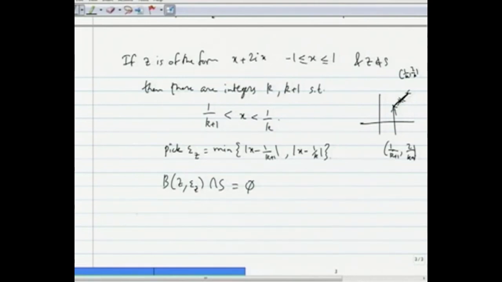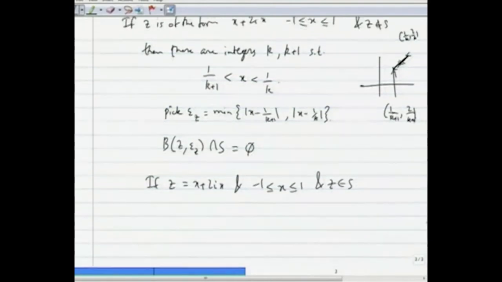Now, in the case that z is equal to x plus 2ix and -1 less than or equal to x less than or equal to 1 and z belongs to S, then what you do is take epsilon equal to 1 by (k plus 1) squared.